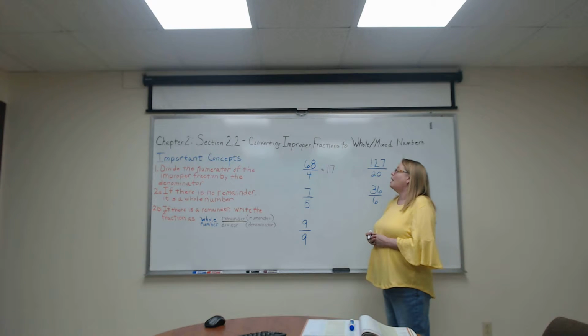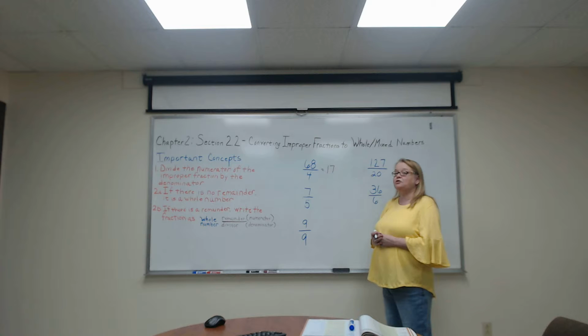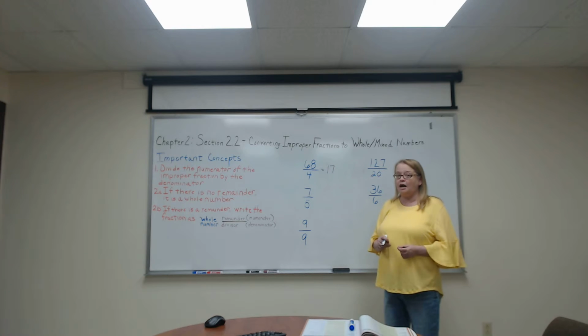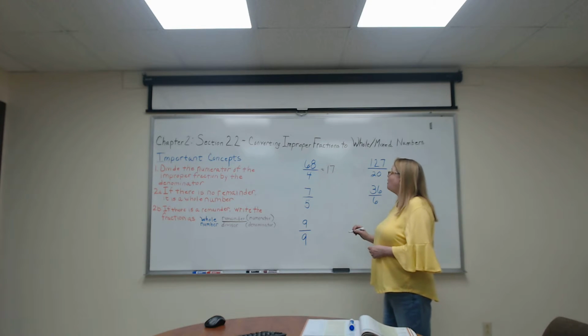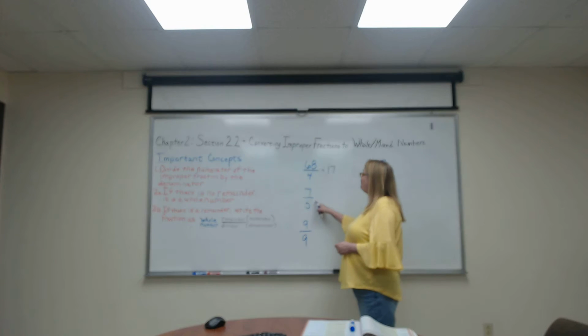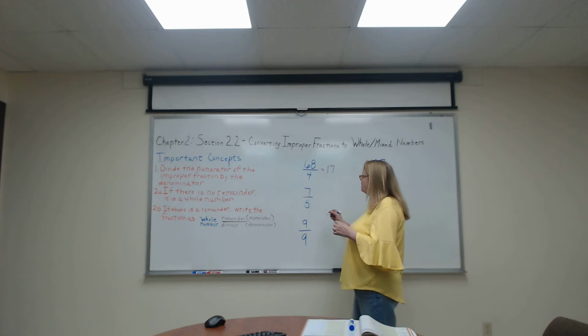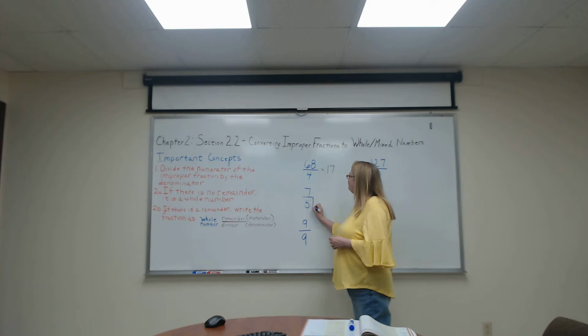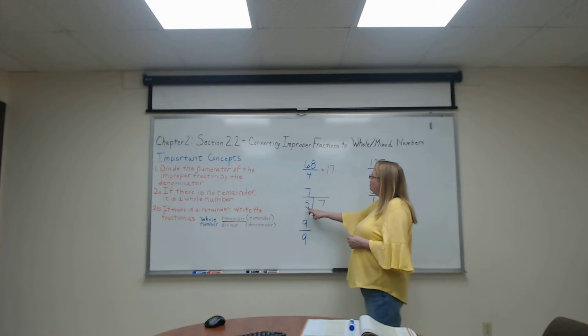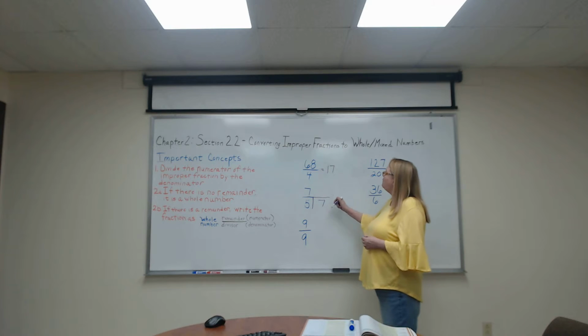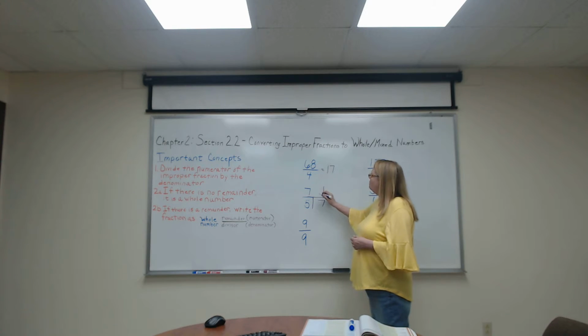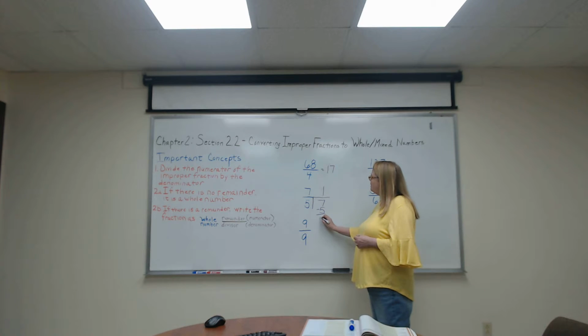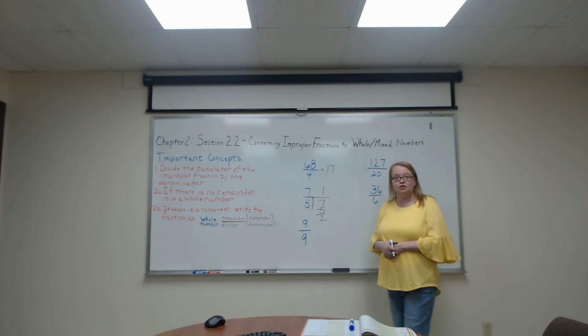Now, sometimes though, when we do our division, we do have a remainder. So let's look at this problem right here. We have 7/5. We're going to set it up like we did before. Makes it a little bit easier for us when we do our division. We know 5 goes into 7 one time. 1 times 5 is 5. We subtract, and our remainder is 2.